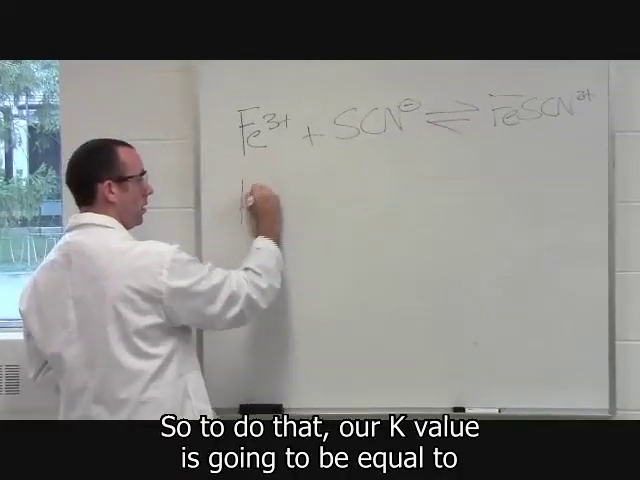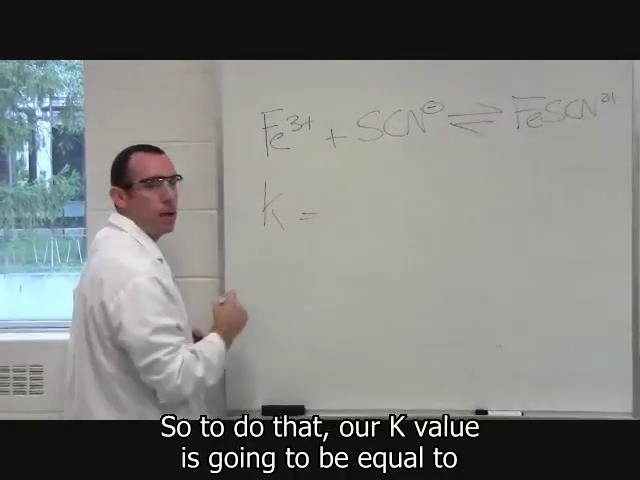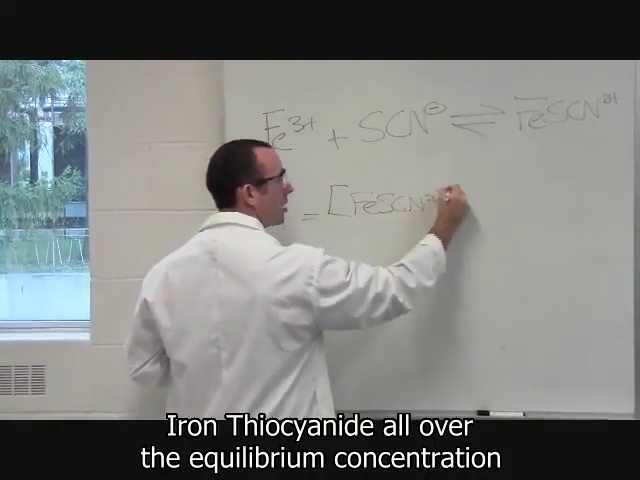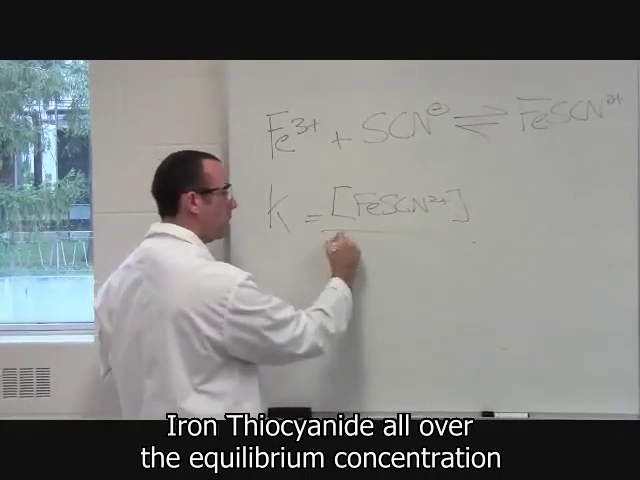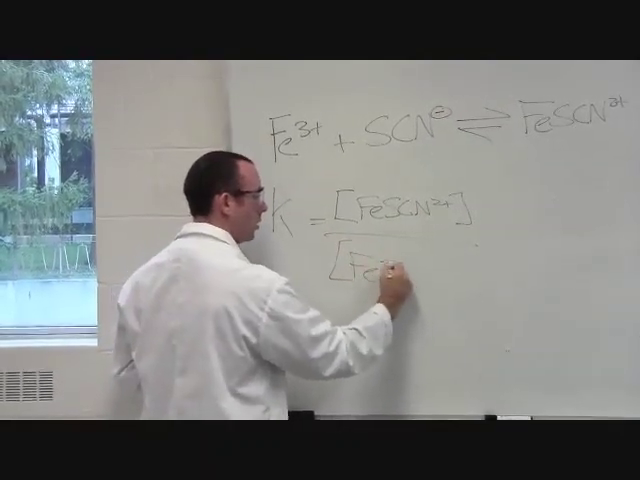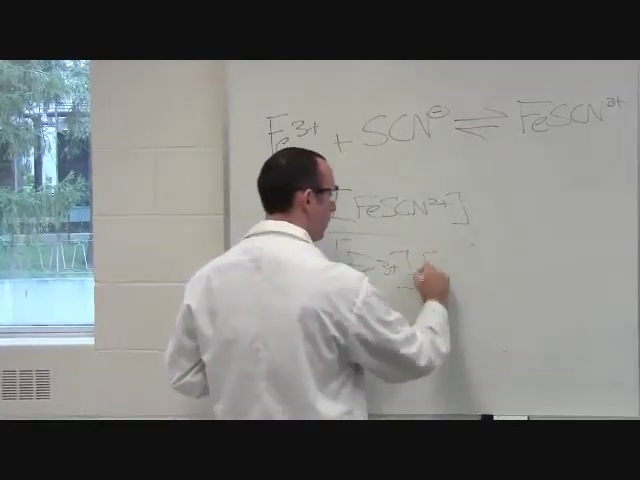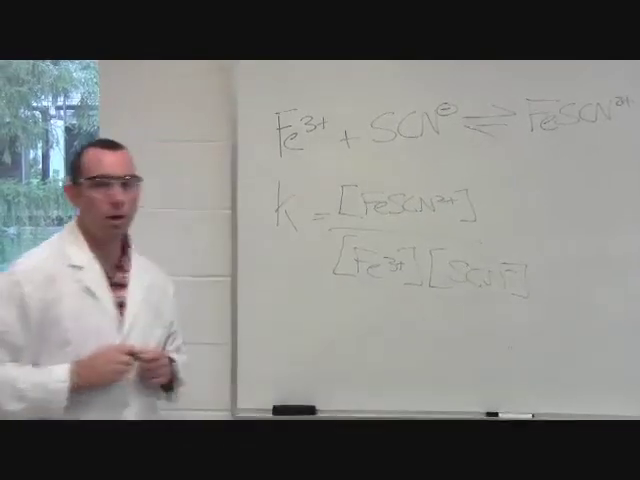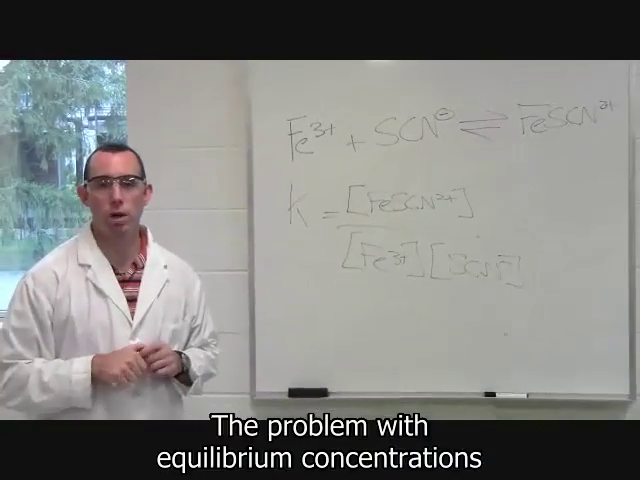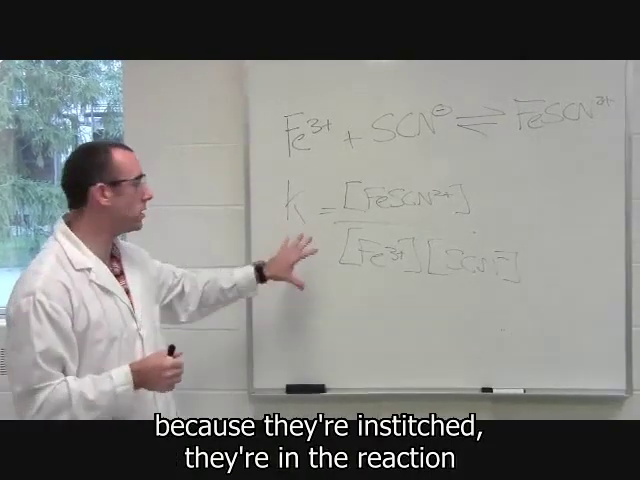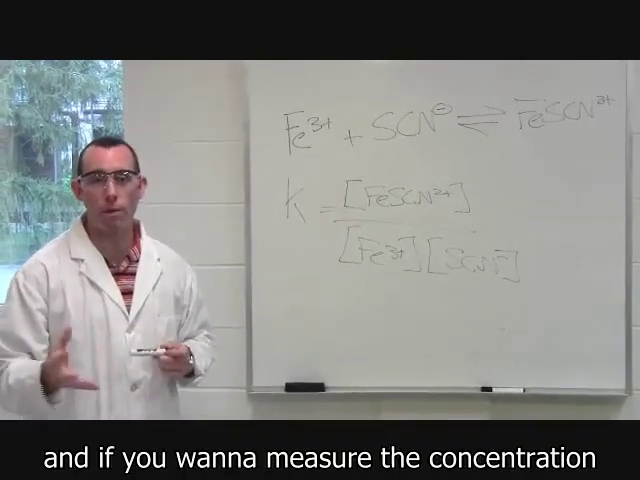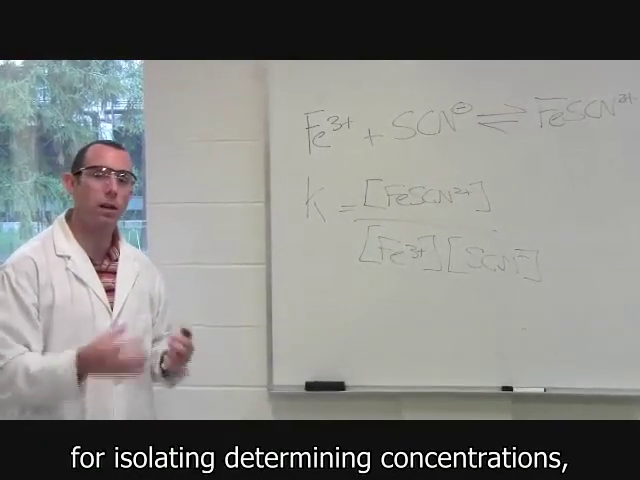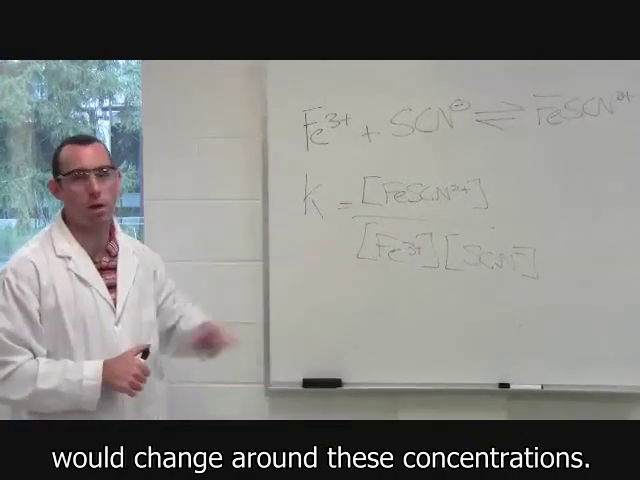So to do that, our K value is going to be equal to the equilibrium concentration of iron thiocyanate all over the equilibrium concentration of the iron ion and the thiocyanate. The problem with equilibrium concentrations is they're very difficult to measure because they're in situ, or they're in the reaction, and if you want to measure the concentration, you can't actually change the equilibrium. And a lot of the techniques we know for isolating and determining concentrations would change around these concentrations.